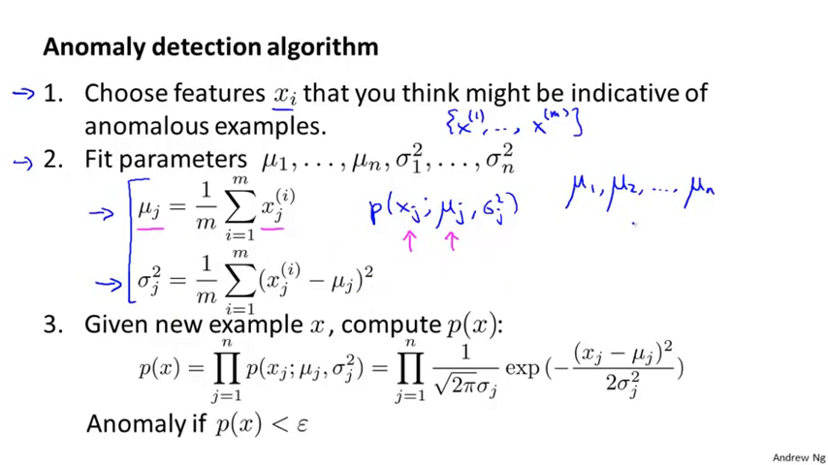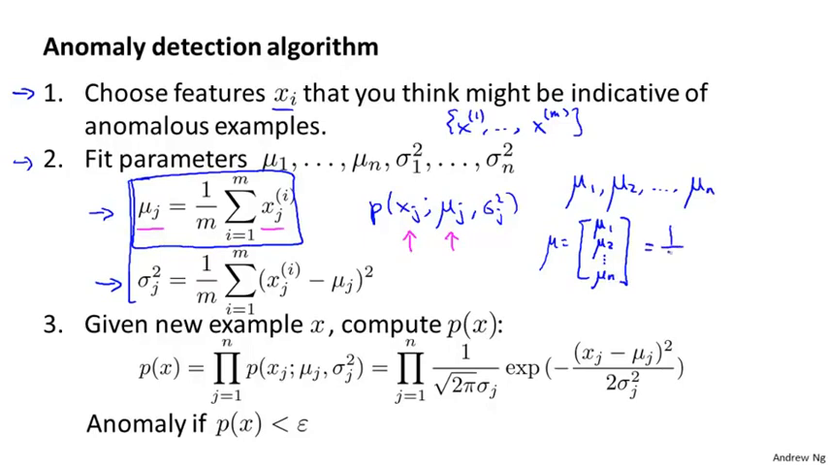It's also possible to come up with vectorized versions of these. If you think of mu as a vector, mu_1, mu_2, down to mu_n, then a vectorized version of that set of parameters can be written as the sum from i equals 1 through m of xi, divided by m. Here the xi are the feature vectors, and this estimates mu for all the values of n simultaneously. It's also possible to come up with a vectorized formula for estimating sigma squared j.